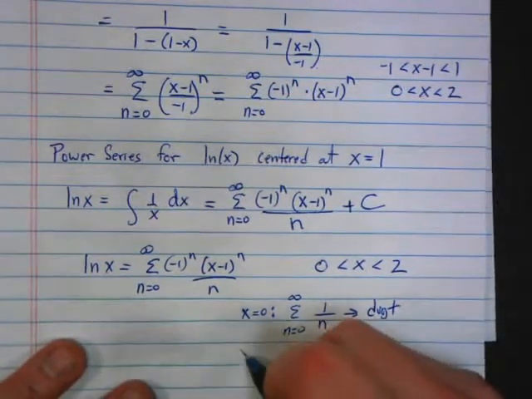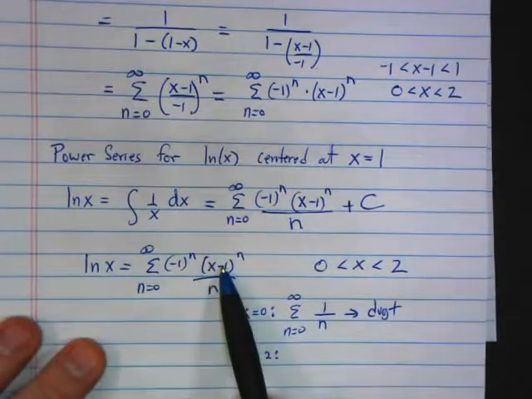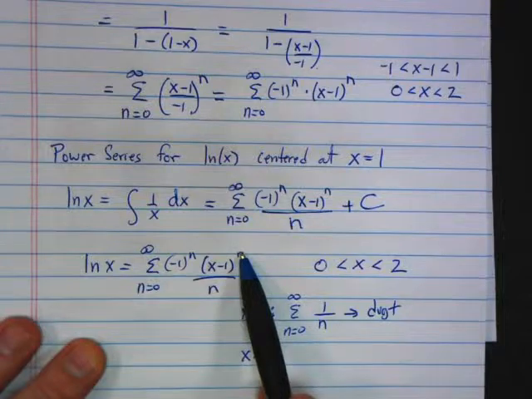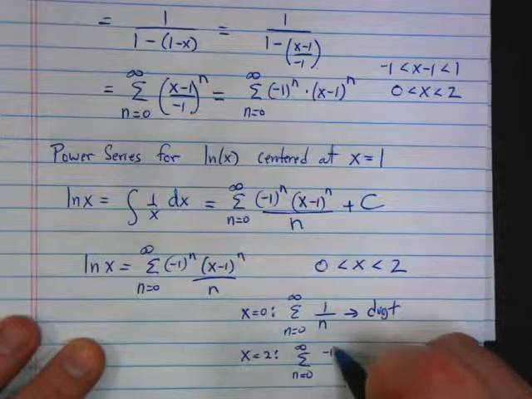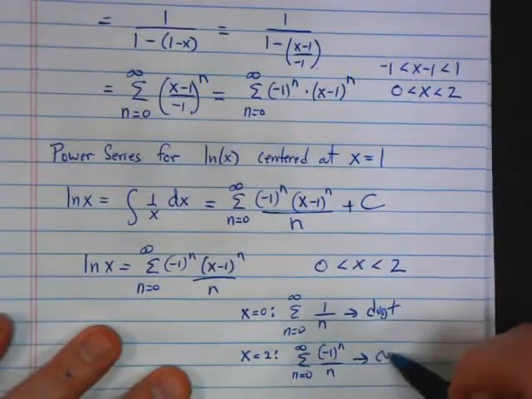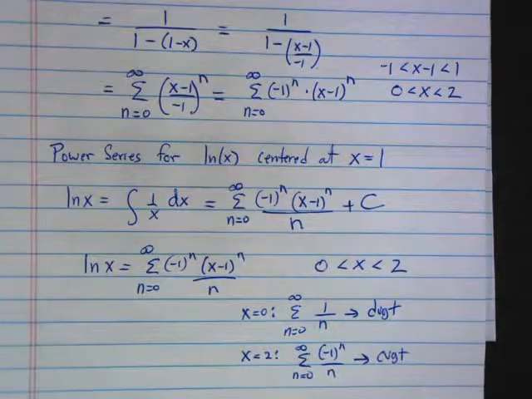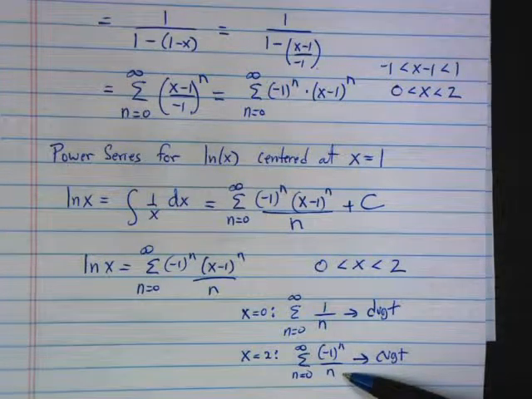How about when x equals 2? What's 2 minus 1? What's 1 to the n? 1. So when x equals 2, this becomes a series n equals 0 to infinity of negative 1 to the n over n. What can you tell me about that series? Converge or diverge? Converge. Why does that one converge? It's the alternating harmonic series, isn't it? And we have shown that the alternating harmonic series converges by the alternating series test.